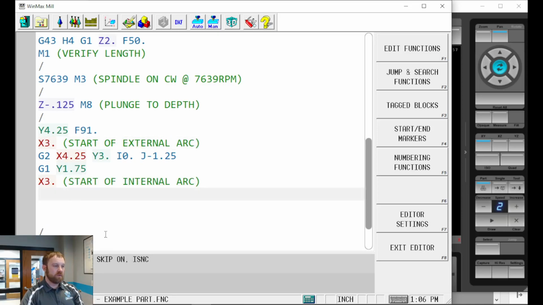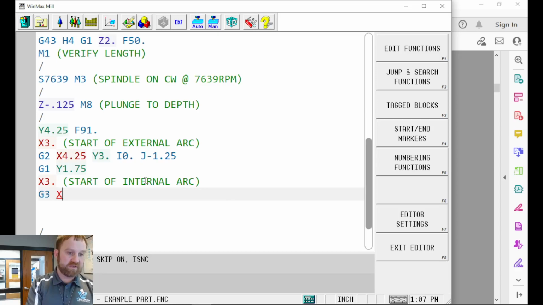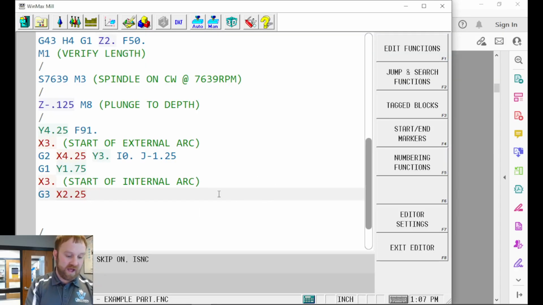Okay. Then, this time we're going counterclockwise. So G2 is clockwise. G3 is going to be the start of my code here. We're going to this endpoint right here. So if this is 2 inches to this wall plus the radius, we're going to X 2.25. If this is 2 inches up to here, we're basically down this radius from there. So if this is 2 inches up minus the 1 inch radius, we're going to Y 1 inch.